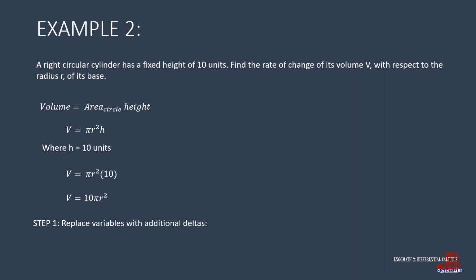Now start with the variable replacement. So we get V plus delta V is equal to 10 pi times the square of r plus delta r. Then expand the binomial to simplify the equation, and this results to V plus delta V is equal to 10 pi times the quantity of r squared plus 2r delta r plus the square of delta r.